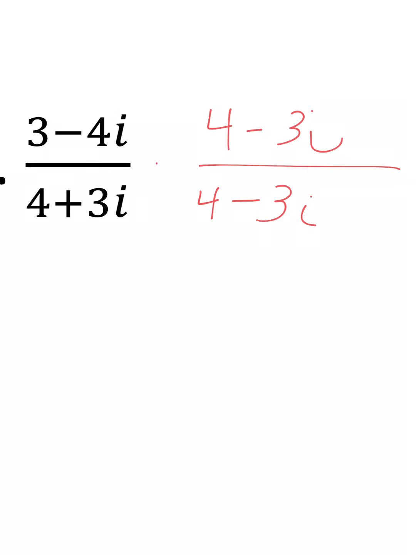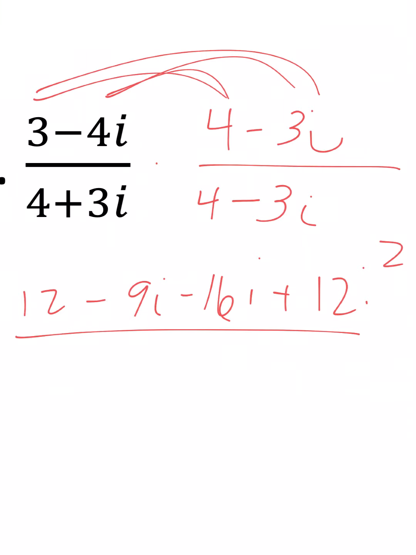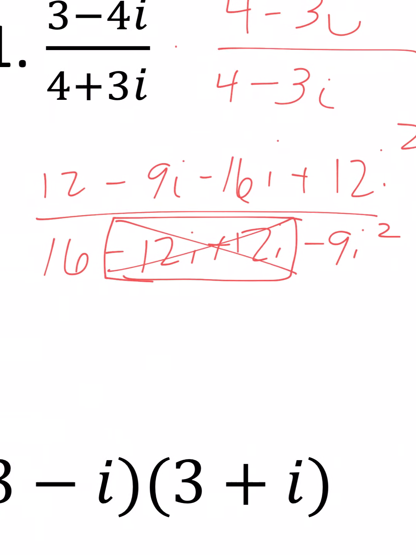So with some distributing up top, I end up with 12 minus 9i minus 16i plus 12i squared. In the denominator, I get 16 minus 12i plus 12i minus 9i squared. Again, the whole idea about conjugates is that it's going to cancel the imaginary part in the denominator.